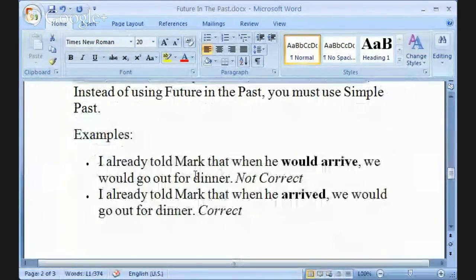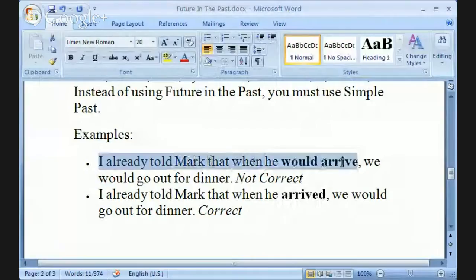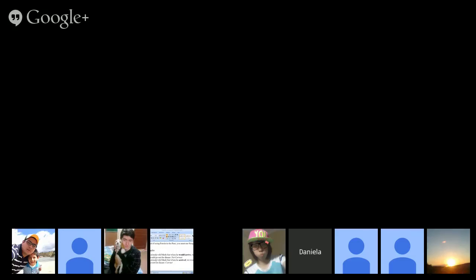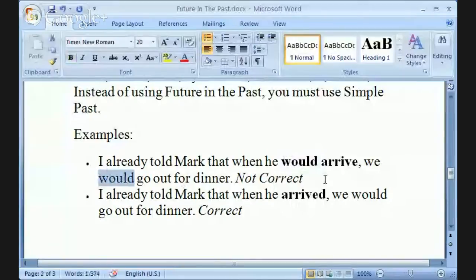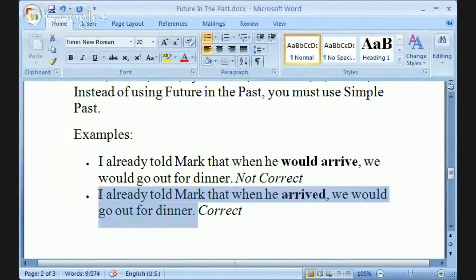This is always true. As an example: I already told Mark that when he would arrive, we would go out for dinner. Both our clauses are using would. When he would arrive, in this case, this is not correct. We can't do that because you see the time phrase. I already told Mark that when he arrived, there we go, we just changed it to past tense, we would go out for dinner. This is correct. So be wary of that.